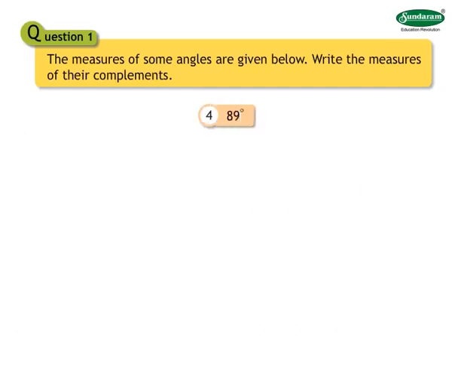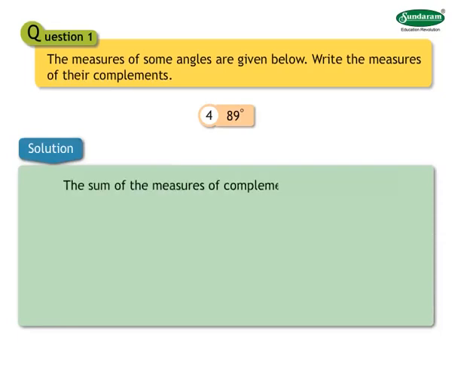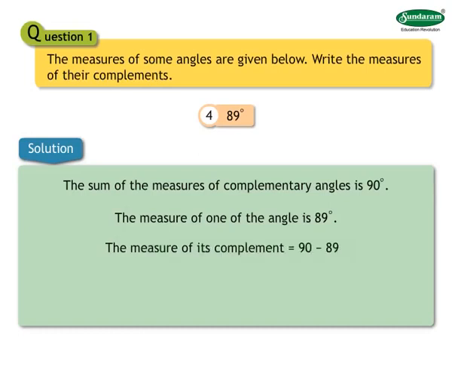Number 4. 89 degrees. Solution. The sum of the measures of complementary angles is 90 degrees. The measure of one of the angles is 89 degrees. The measure of its complement is equal to 90 minus 89, which is equal to 1 degree.